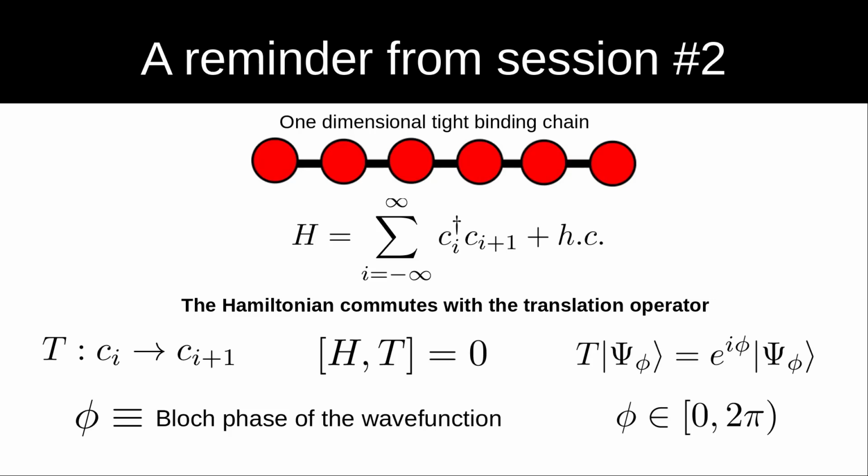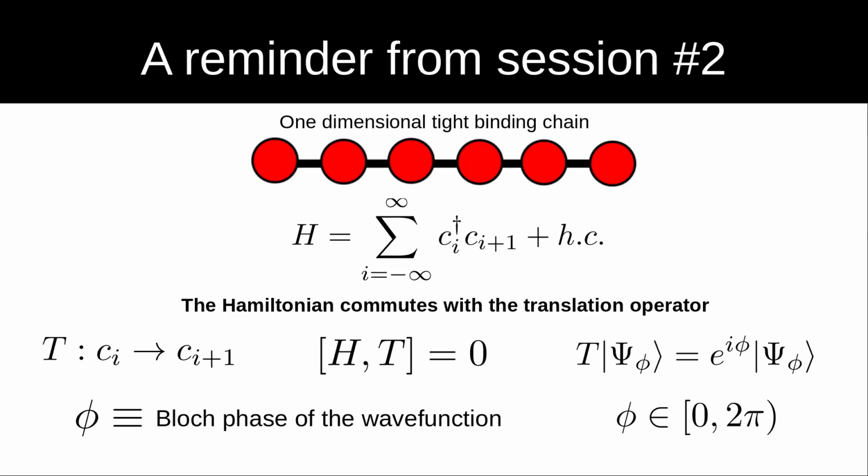This is something that we already did partially in the previous session, and we are going to build on top of some of the tricks that we developed back then. So just as a reminder, let us look at the one-dimensional tight-binding model. This is just a simple model where we have a chain of sites and there's a finite hopping between them, so that we write the Hamiltonian as c dagger i c i plus 1 plus the Hermitian conjugate.